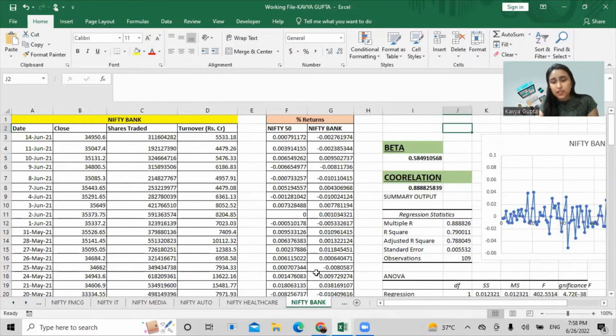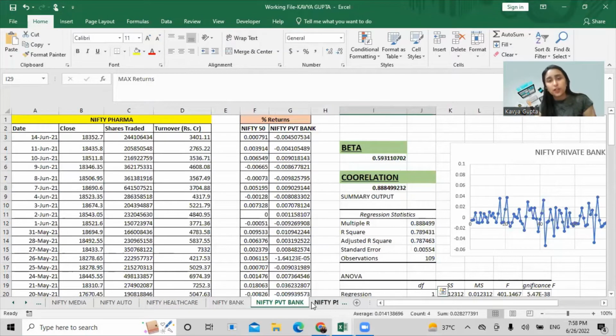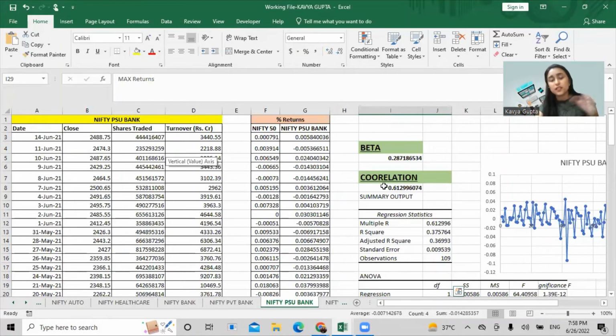ठीक है? Nifty Healthcare, again Nifty Bank. See, again Nifty Bank has a high correlation. Why? Because Nifty Bank also provides financial services, right? And we have a lot of banks as a part of the Nifty 50. Again, private banks have the correlation as 0.8. PSU banks का correlation कम था इस period में for the 6-month duration.